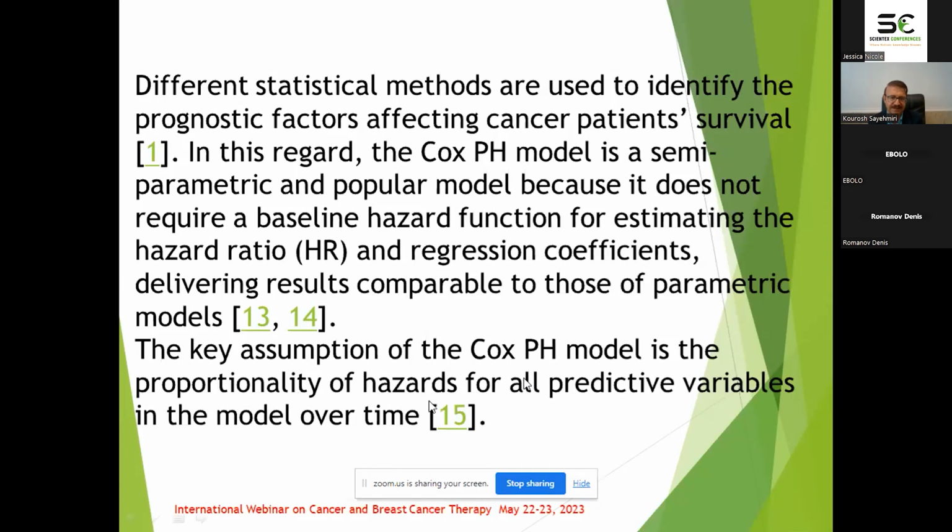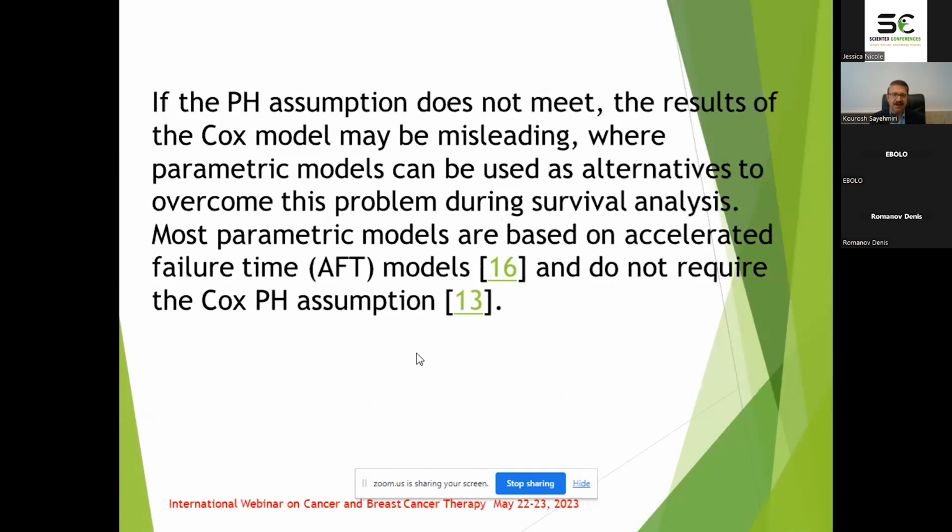And in this work, I show this importance. When we change the method of analysis, sometimes the p-value changes, sometimes the result changes. And we must check whether this assumption is met or not met for the data. If the PH assumption isn't met, the results of Cox models may be misleading. In this situation, we must use parametric models as an alternative to overcome this problem during survival analysis.